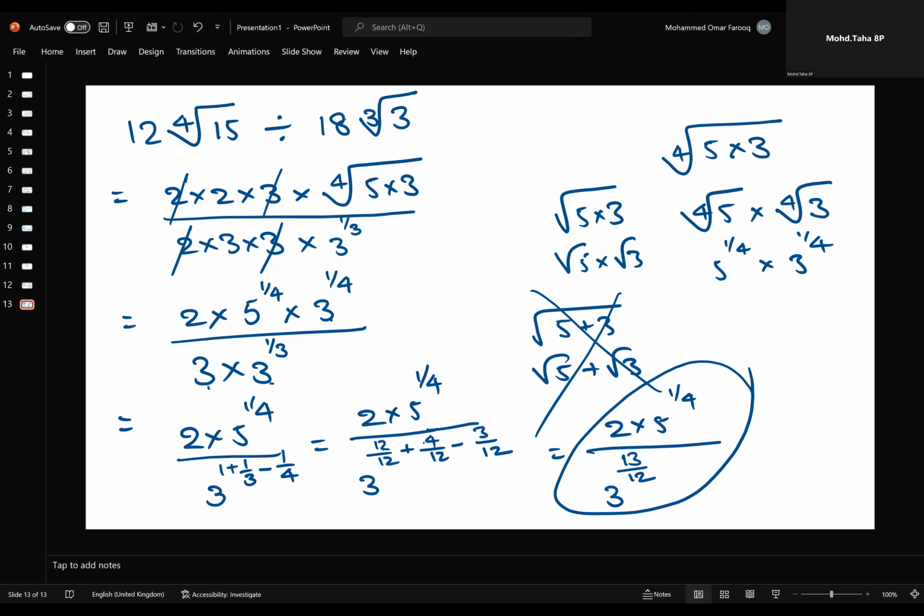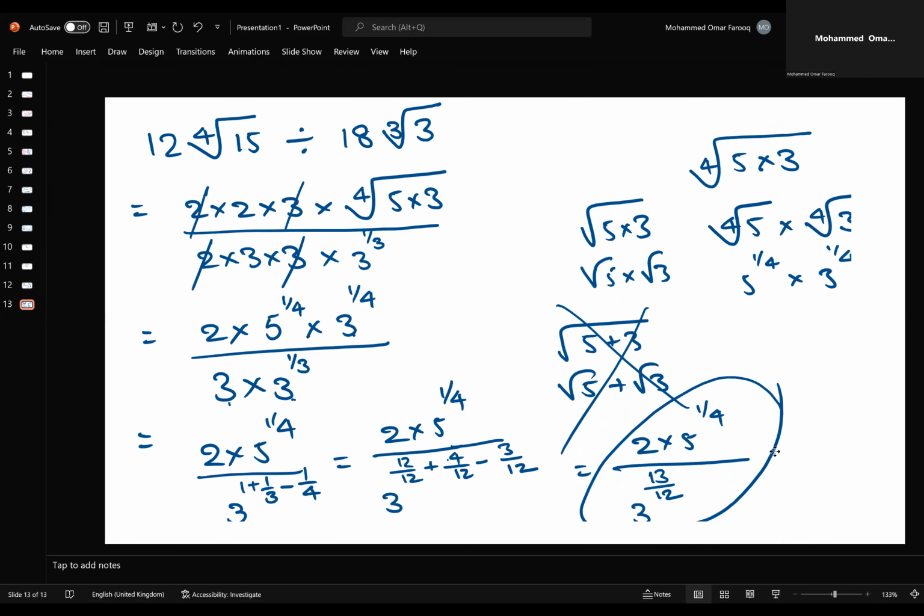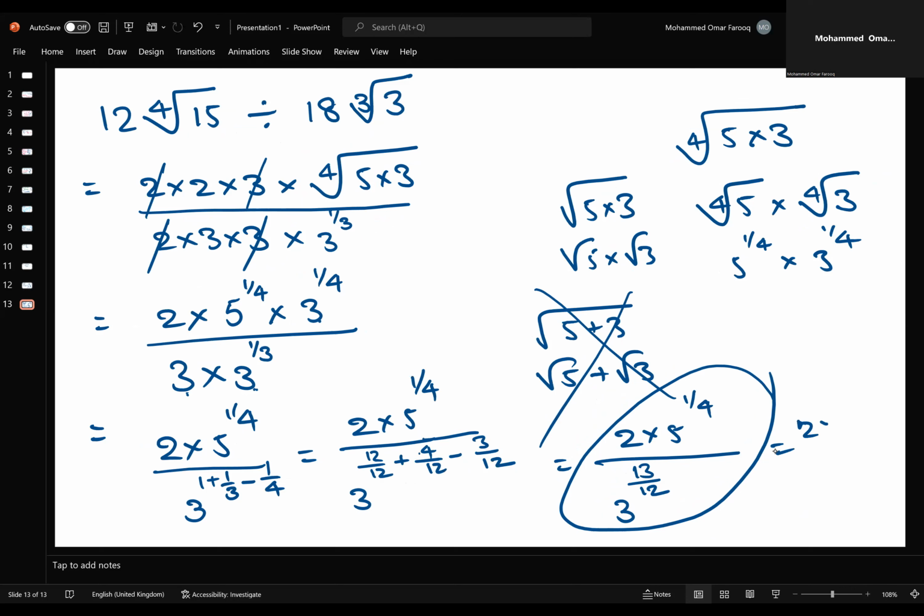Sir, can this problem be written as 2 into the fourth root of 5, divided by the 12th root of 3 to the power of 13? So it can be written like this also. That is equal to 2 into the 4th root of 5 divided by the 12th root of 3 to the power of 13. Okay, or we can write it any way, sir. Yes.